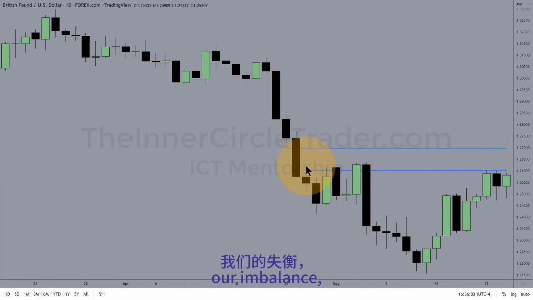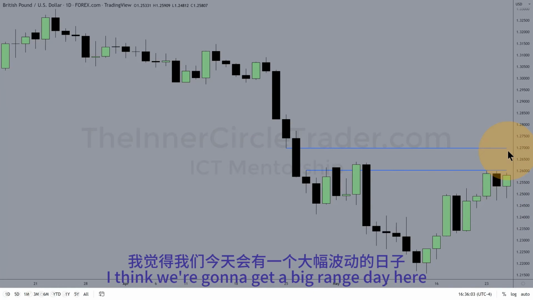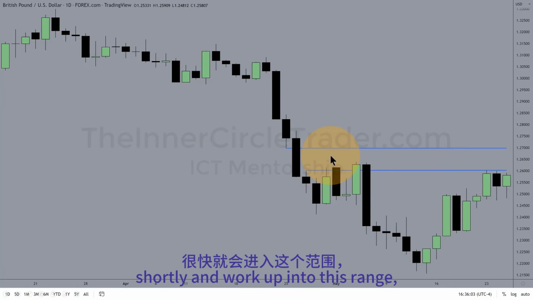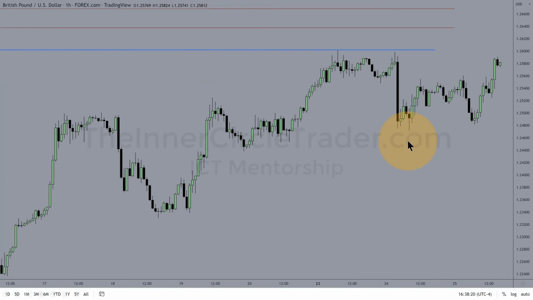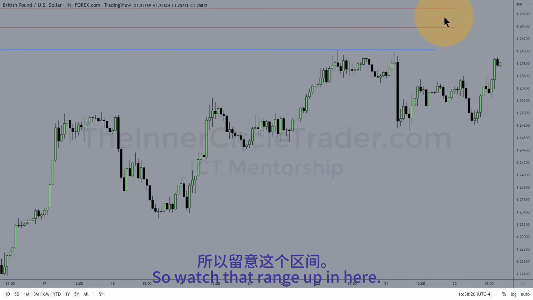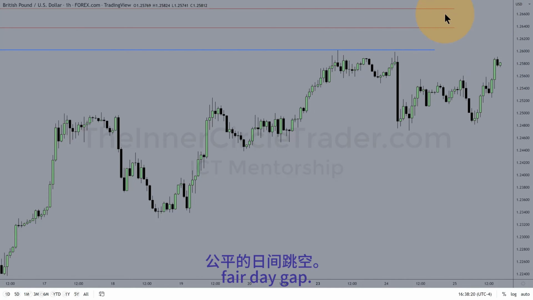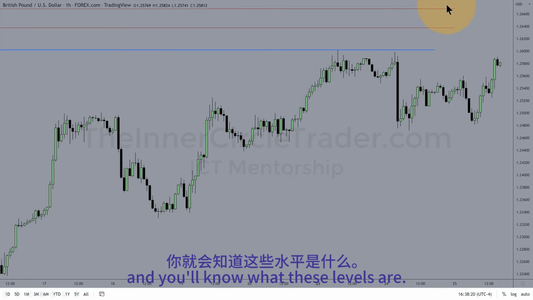Cable, our imbalance, it's just crouching right below that. I think we're going to get a big range day here shortly and work up into this range, knock out the buy side. All right, and we had a break lower, rebalance that. So if it's rebalancing this much, we have buy side here. So watch that range up in here. There's a fair value gap I mentioned in the Monday recording. Just go back and look at your chart and you'll know what these levels are.